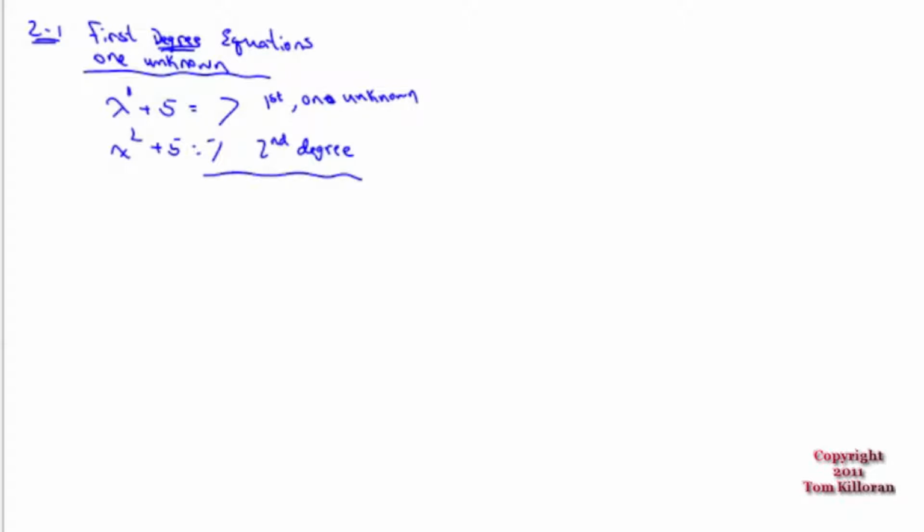If I write it this way, this is still a linear equation. It's still a first degree linear equation. So that's perfectly fine. What's wrong with it? There's 2 unknowns, and that's our problem. This one has 2 unknowns. We'll be dealing with those again later.